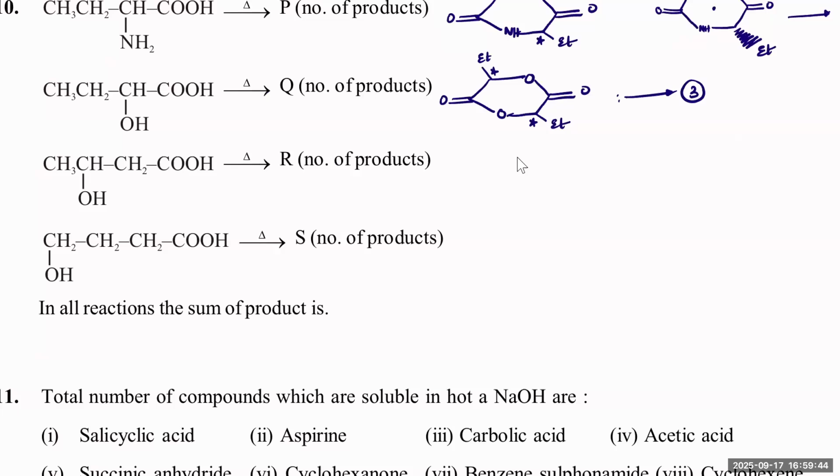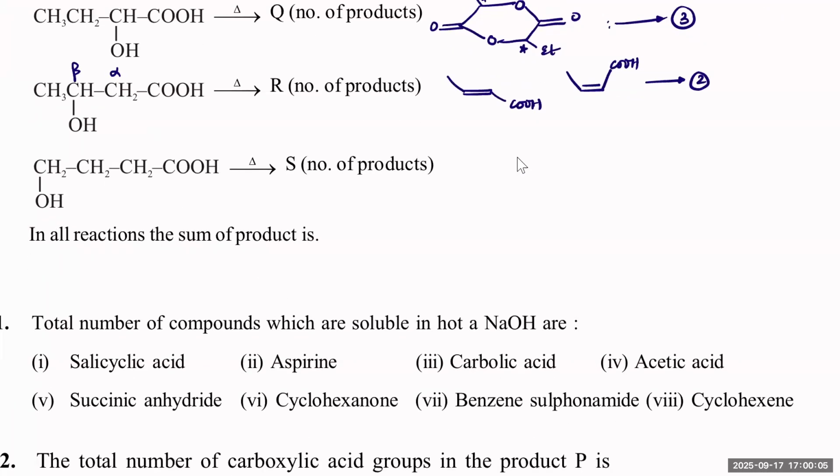Next one. If you have it at alpha and beta position, at beta position when you do decarboxylation you will get a double bond. So I can get a double bond with COOH which is a trans form. I can get a double bond with COOH which is a cis form. So how many products I'll get? 2.